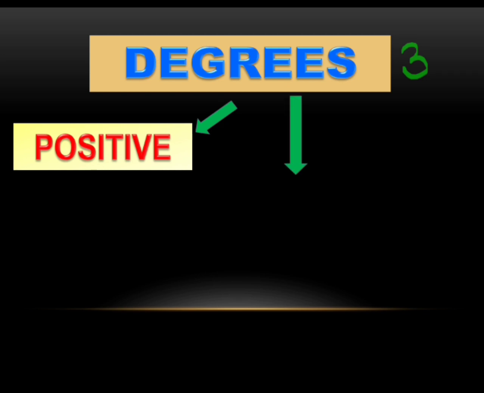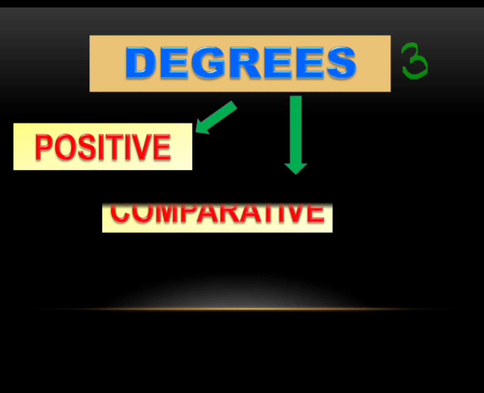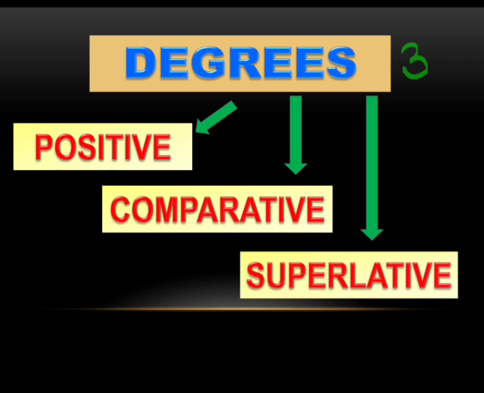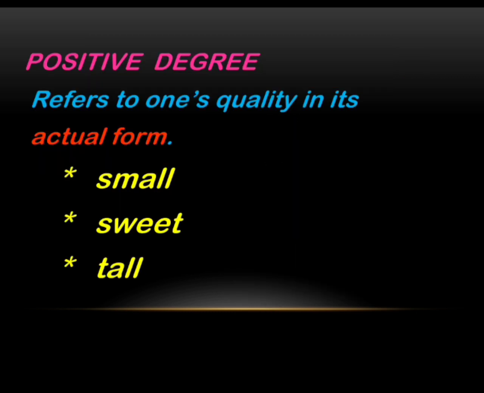Next is the comparative degree. Then comes the superlative degree. So the degrees are of three types. One is positive degree, the second one is comparative degree, and the third one is the superlative degree. Now let us see this one by one. The first one, positive degree.